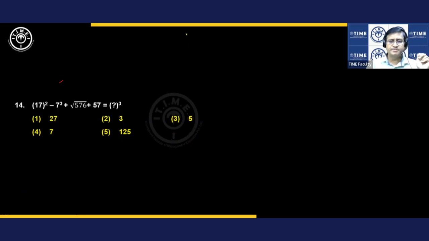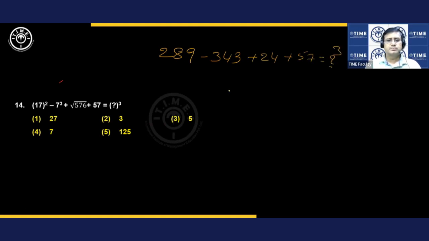Now look at the next example. 17 square, that is 289. 7 cube, 343. Square root of 576. 24 plus 57 equal to question mark cube. 289. How much less than 300? 11. Here, how much more than 300? 43. 11 plus 43, that is 54.